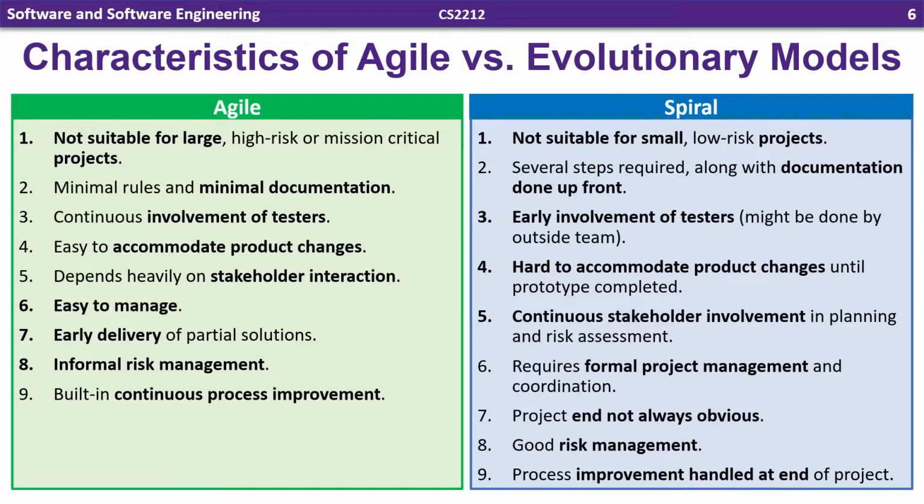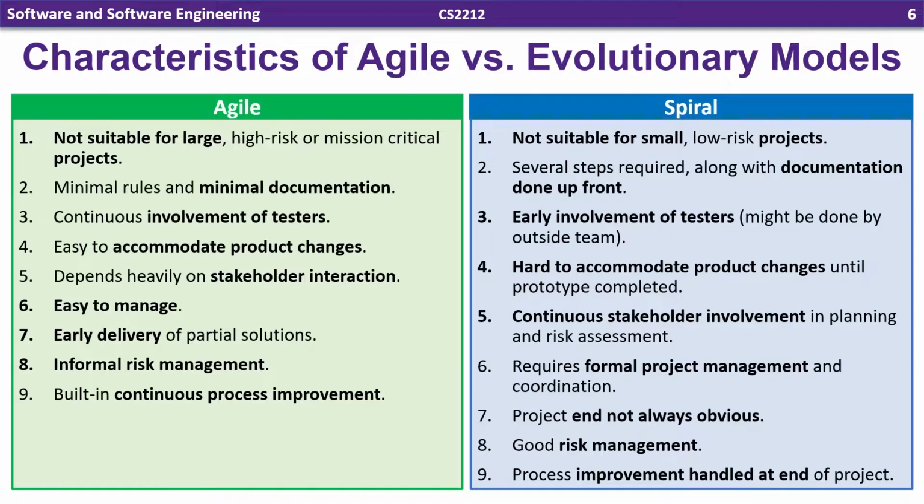Number five, depends heavily on stakeholder interaction. Number six, easy to manage. We want lightweight management. Usually teams are self-organizing, self-managing. Number seven, early delivery of partial solution. Those are those prototypes. Number eight, informal risk management. That one's not necessarily a great thing if we're worried about risk. And number nine, built-in continuous process improvement. So we have that process for improving. For example, in Scrum, we have that sprint review where we look back and see how the process could be improved.